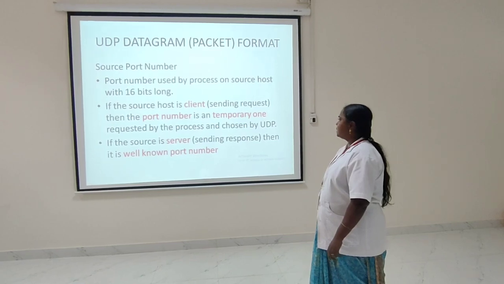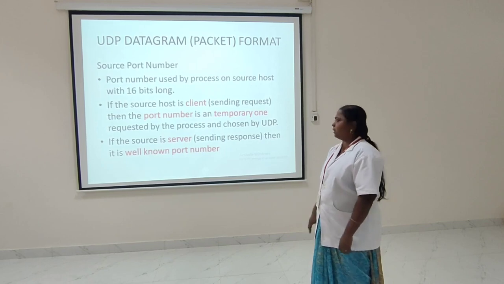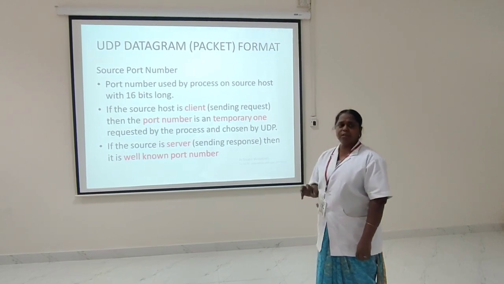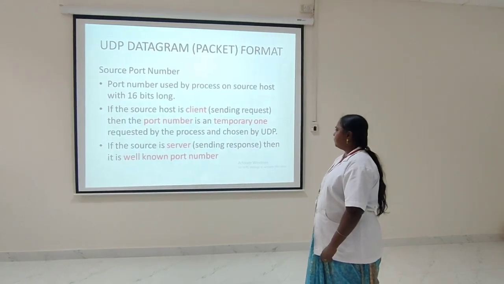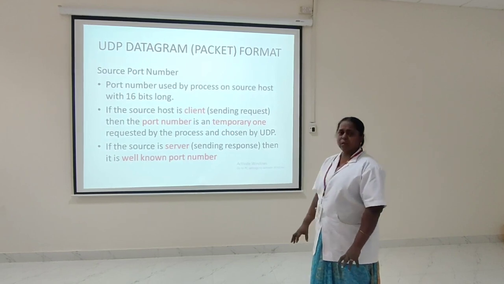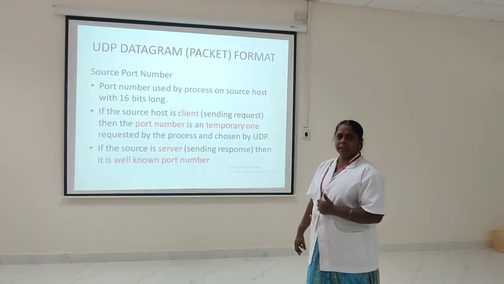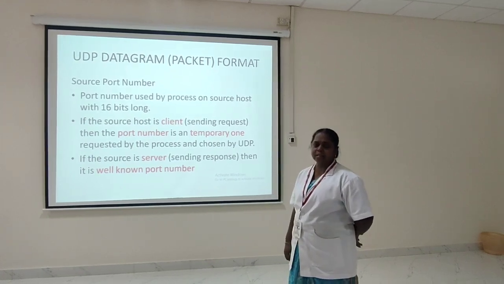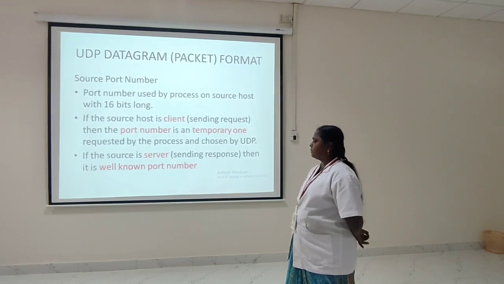The port number is used by the process, and the source port is 16 bits long. So the port number is represented in 16 bits only. If the source host is a client that is sending a request to the end host, then the port number is the temporary one requested by the process and then chosen by UDP. If the source host is a client sending a request, the client will send the request to the server.